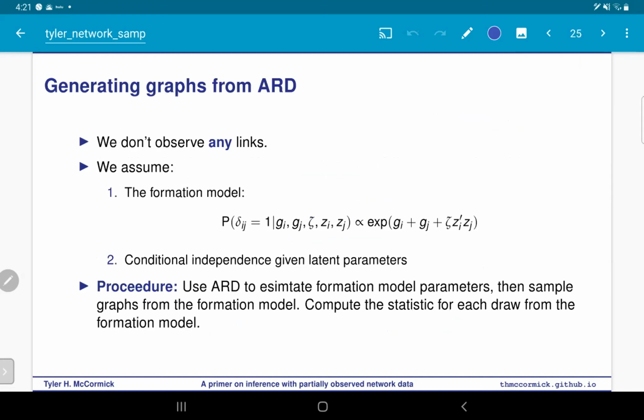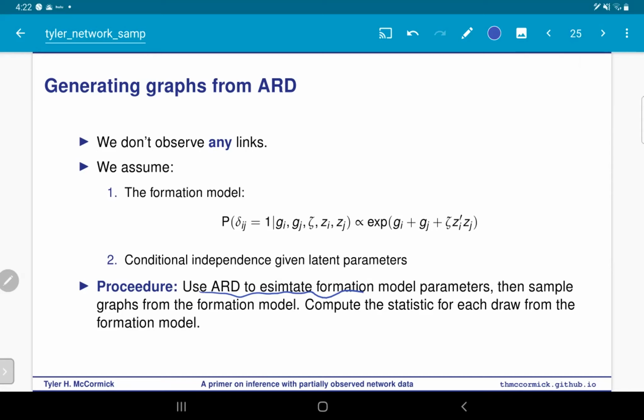So what we're going to do is use these ARD questions, how many people do you know of a particular type, to estimate the model parameters, and then sample graphs from this formation model. For each draw from the graph, we're going to compute a statistic, and then our eventual estimate will incorporate that variability across draws from the same graph.